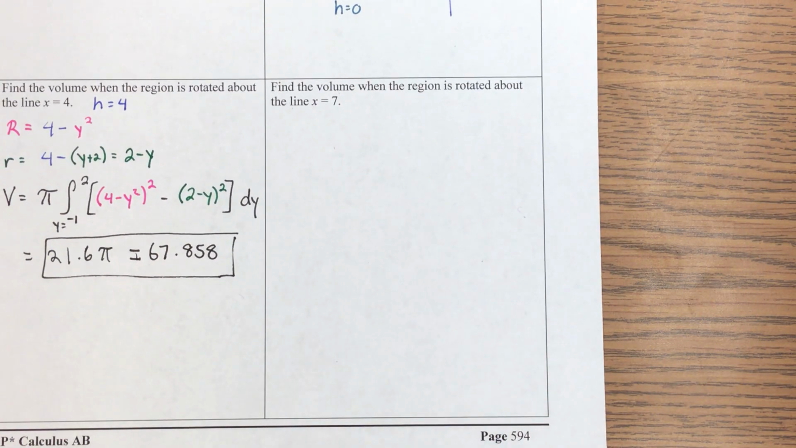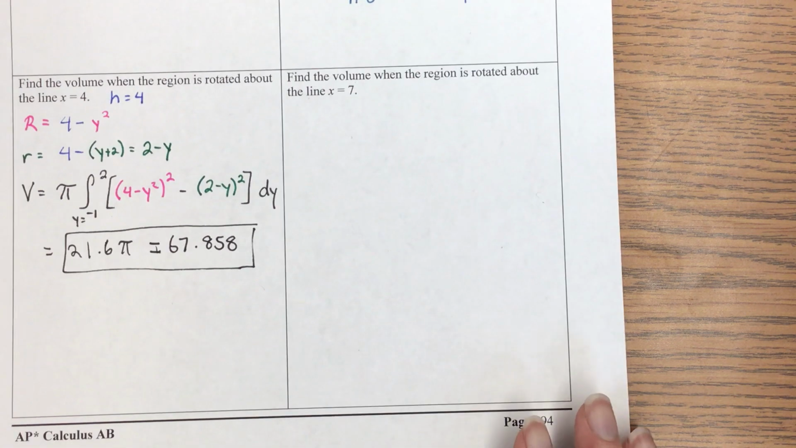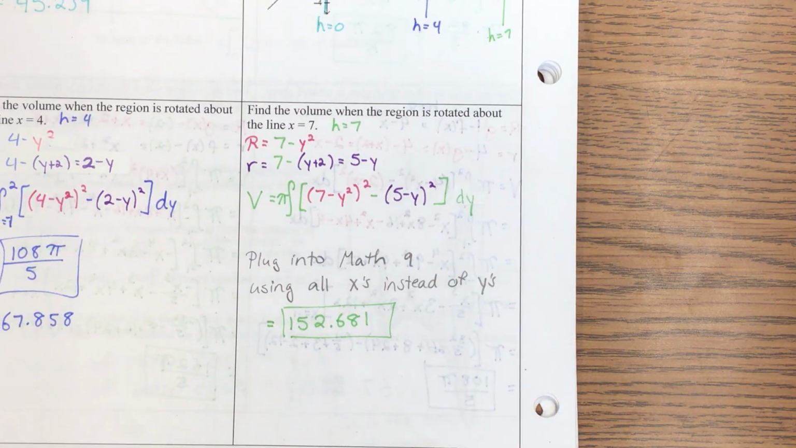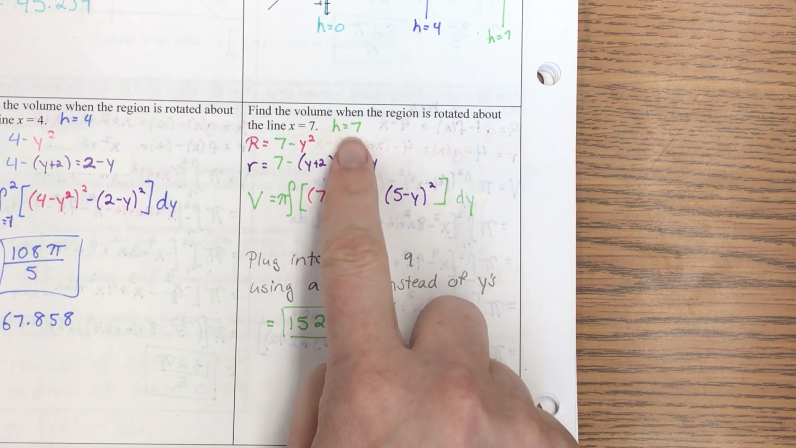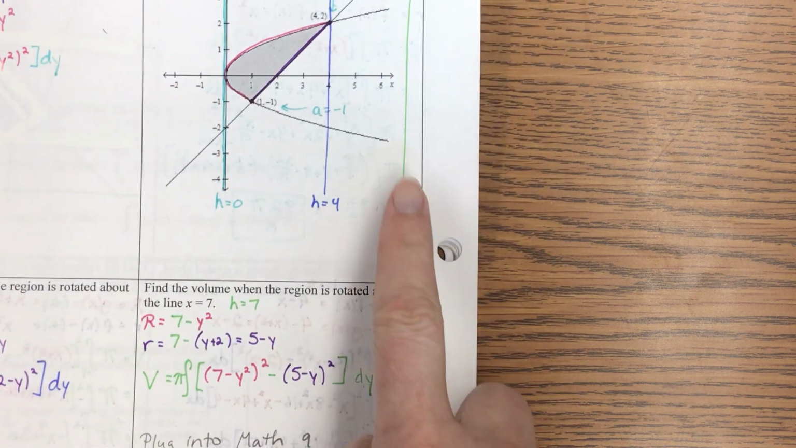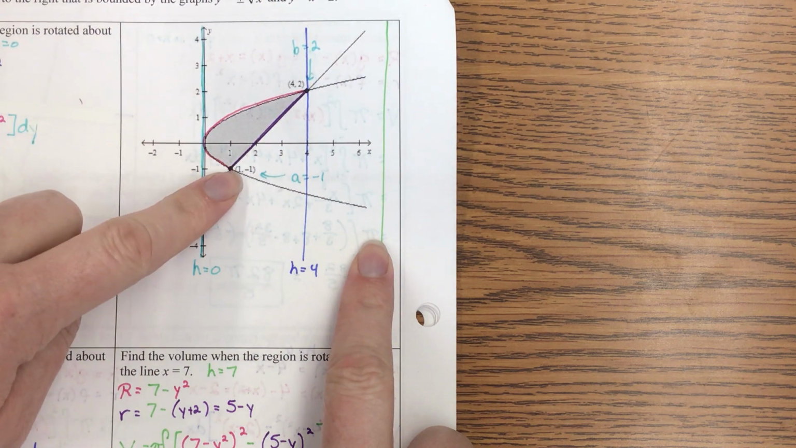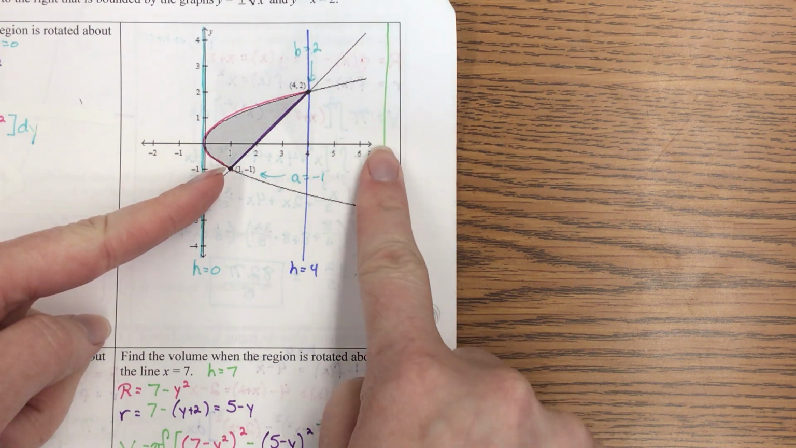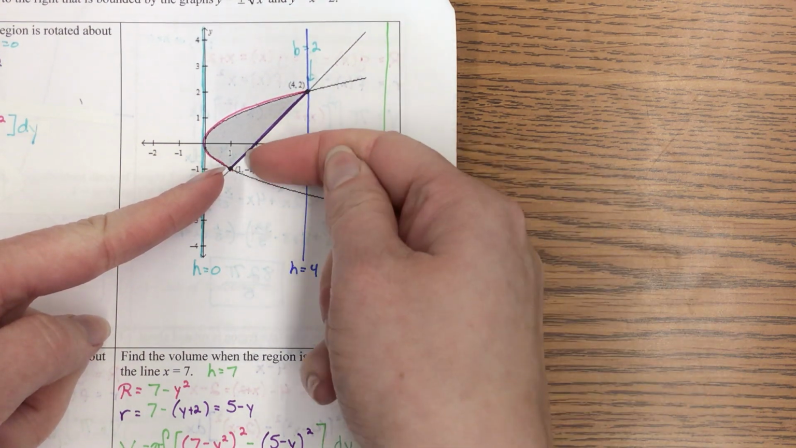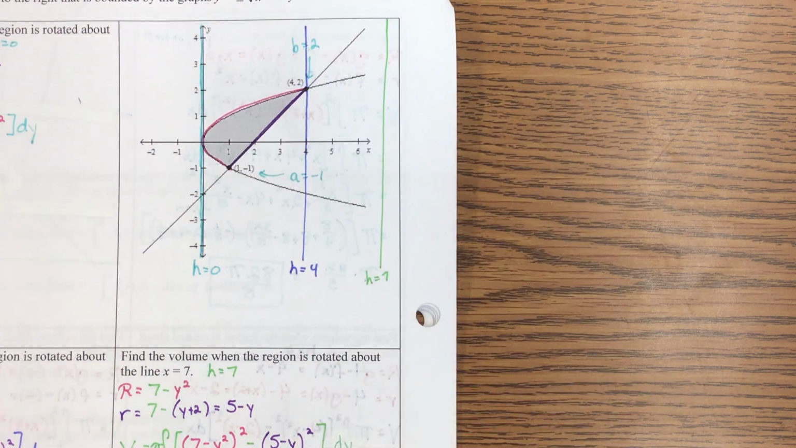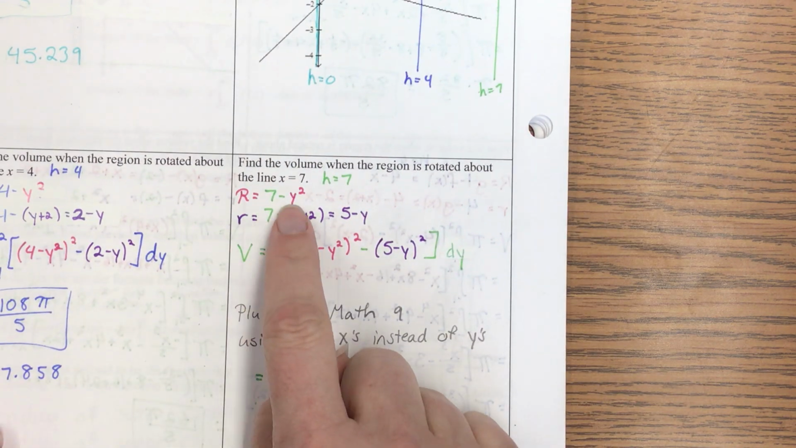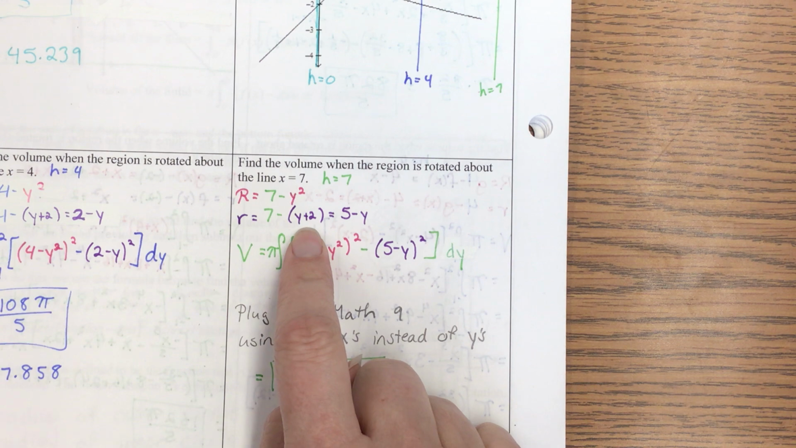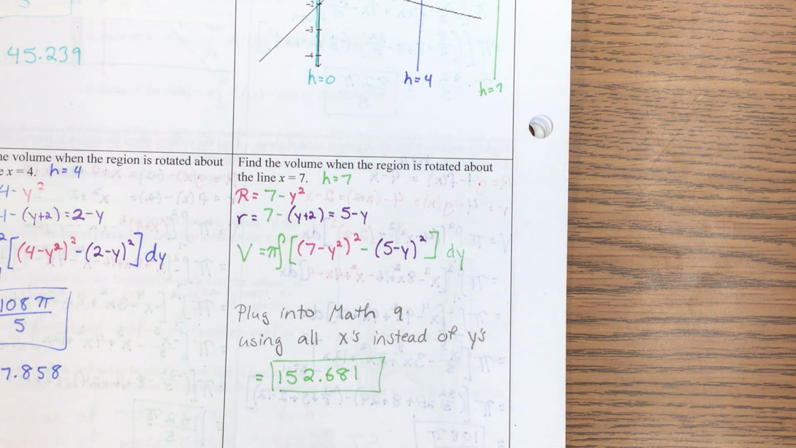Find the volume when the region is rotated around the line x equals 7. I'm just going to show you what I did last year. So h equals 7. It's way out here to the right, meaning that pink is our big radius and purple is going to be used for the small radius. This is further to the right, so we are doing green minus purple for small and green minus pink for big. So it's 7 minus y squared for big R, and little r is 7 minus y plus 2, which turns into 5 minus y.